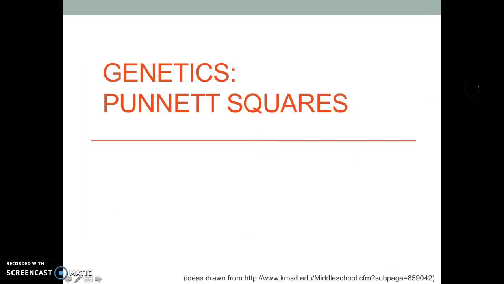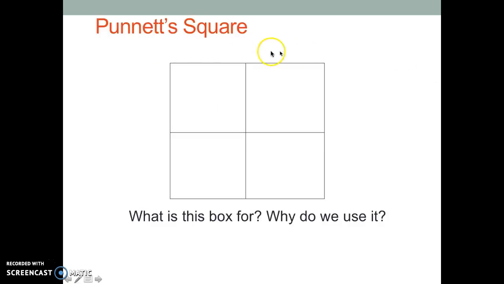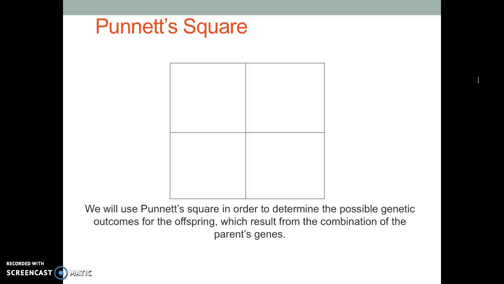Today we're going to be talking about Punnett squares. You might be asking yourself, what is a Punnett square? Well, this figure right here is a Punnett square. But what is this box for and why do we use it? Well, in science, we use Punnett squares to determine the possible genetic outcomes for the offspring. These outcomes are a result from the combination of the parent's genes.